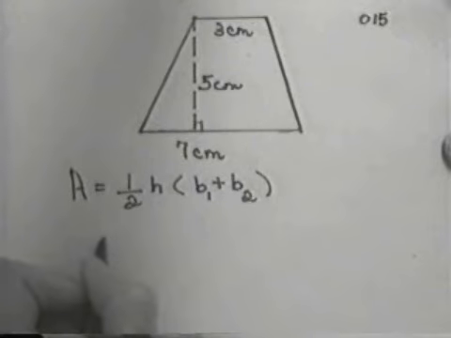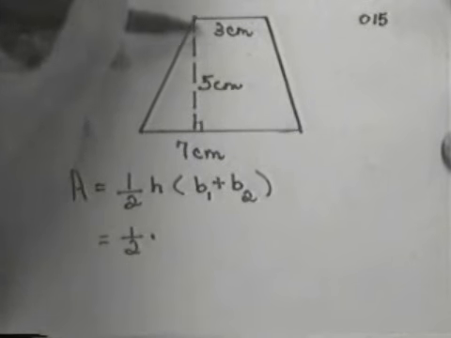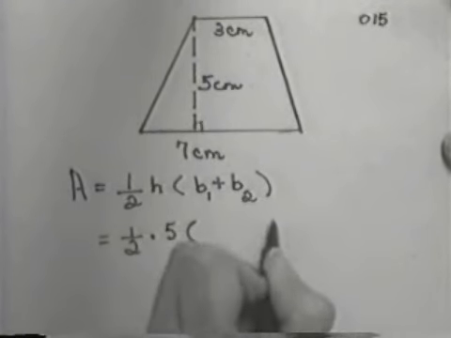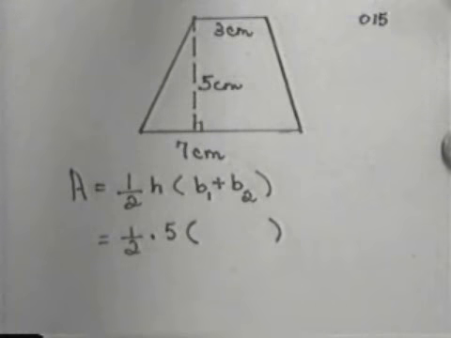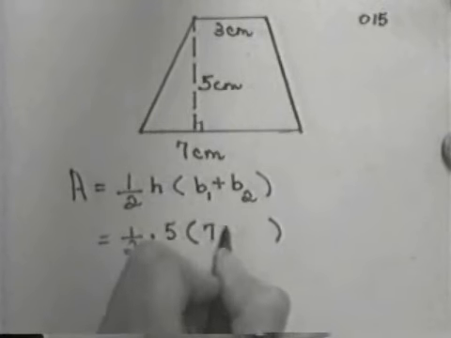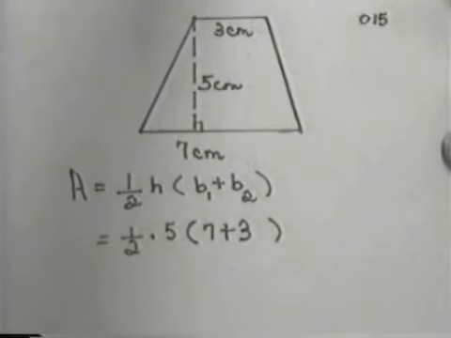So if I start to fill in things, I have 1/2 times the height. The height is this dotted in part, it's the 5, times base 1 plus base 2. Well, one base is 7, and the other base is 3. So I have 7 plus 3.